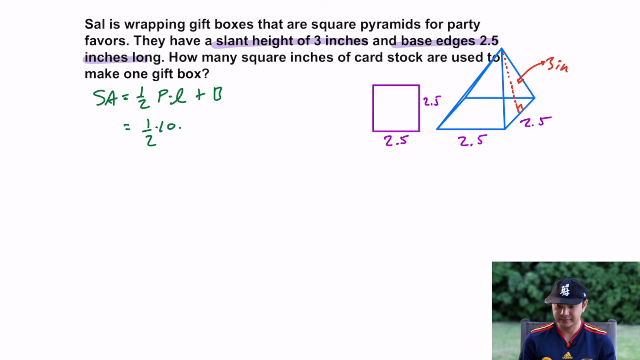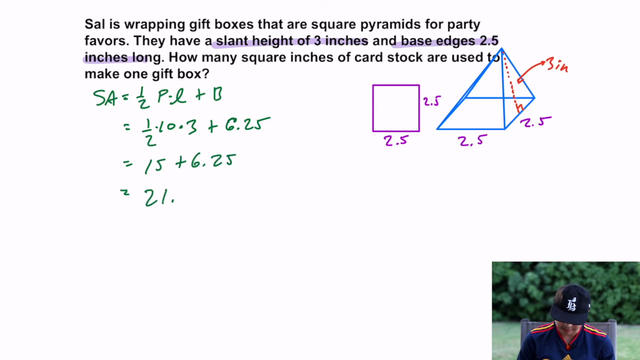Okay, the slant height is given as 3 inches, and then plus the base area. The base area here is 2.5 times 2.5 because it's a square, so that's 6.25, I think. Okay, and then we'll just work through this. This is going to be 15 plus 6.25, so 21.25, or 21 1/4 square inches. All right, that's how many square inches are used to make one gift box.